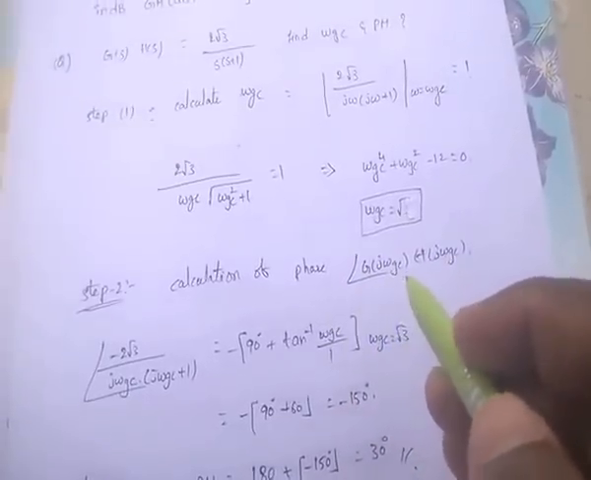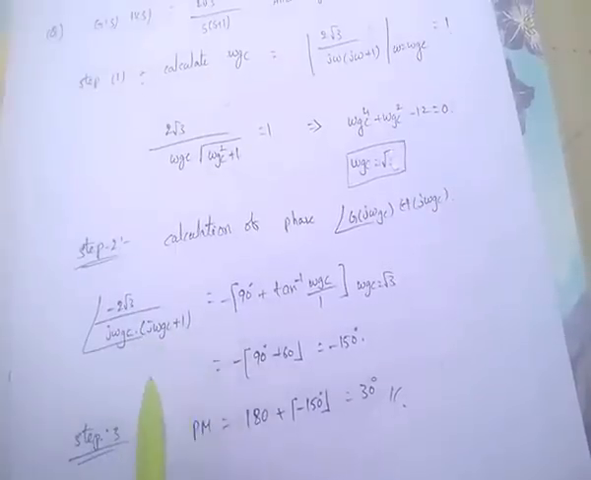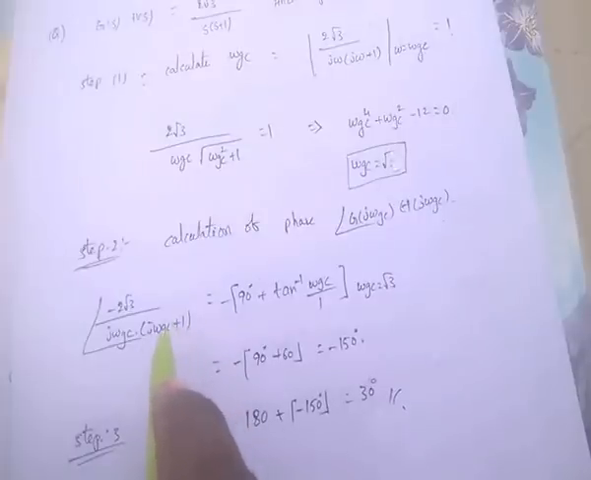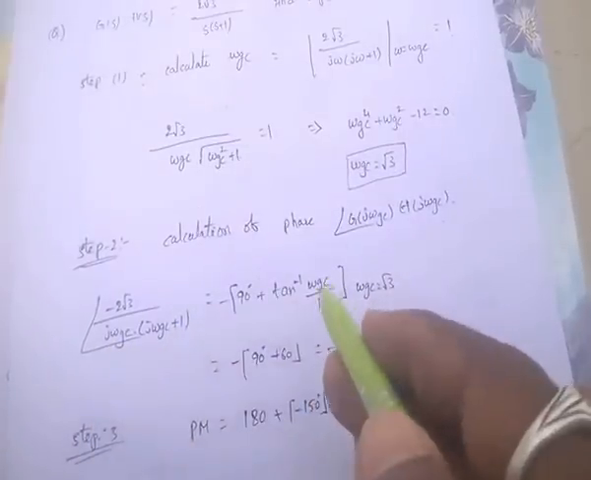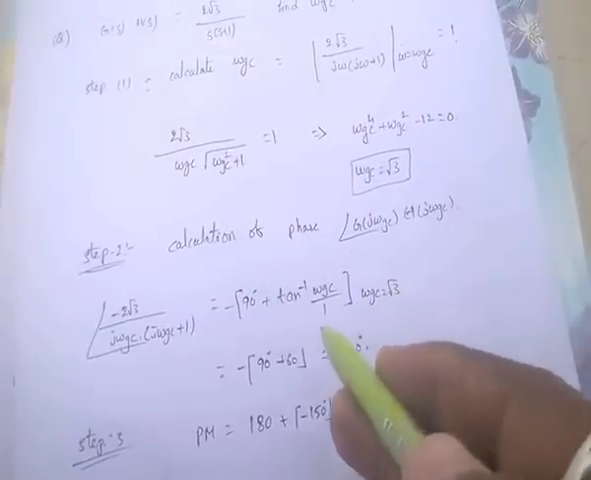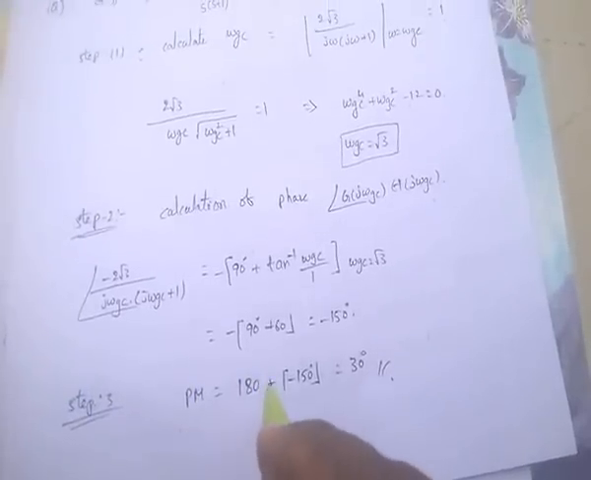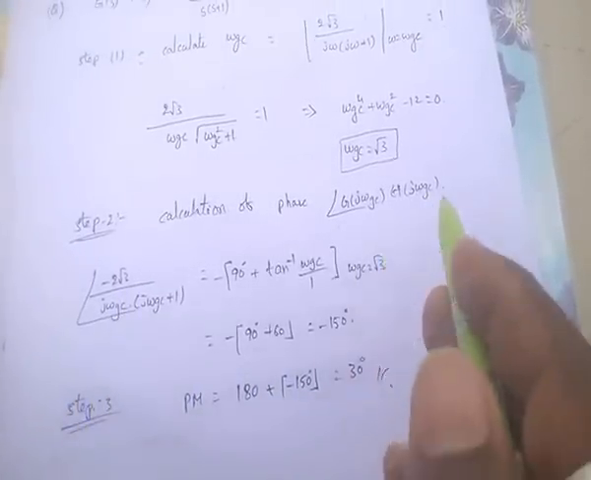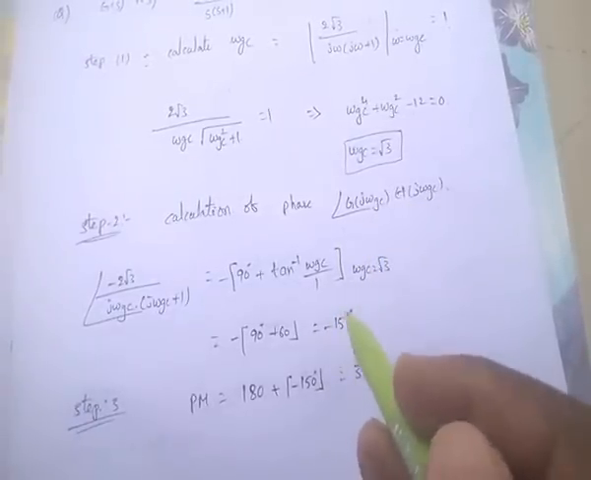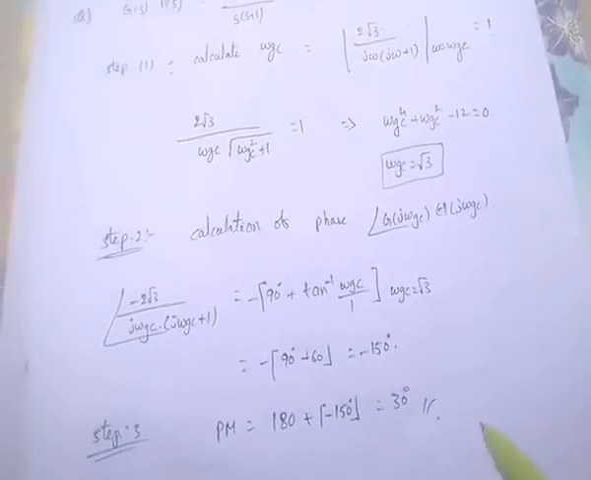The next step is to calculate the phase angle of G(j omega GC) and H(j omega GC). To find this angle, j means 90 degrees plus tan inverse of imaginary part by real part, that is omega GC by 1, at omega GC equal to root 3, and we get minus 150 degrees. What is the phase margin? Phase margin equals 180 degrees plus the angle of G(s) H(s), that is the angle of G(j omega GC) H(j omega GC), whose value is minus 150 degrees. So 180 plus minus 150 degrees equals 30 degrees. This is the phase margin.